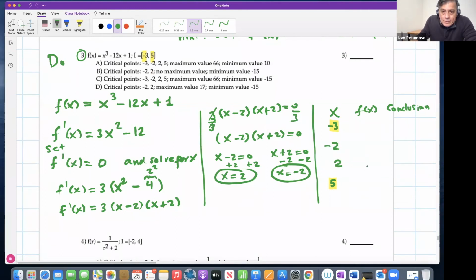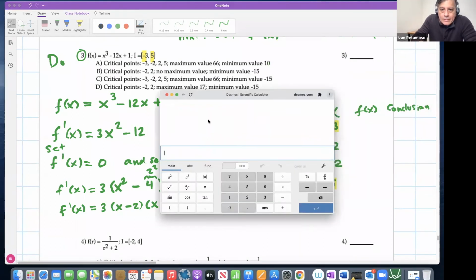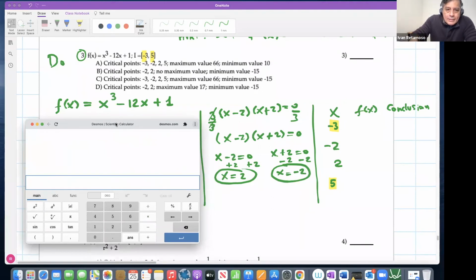And now evaluations. You take the original function, and I'm going to evaluate all these points. So you take your calculator. I'm going to use our Desmos Scientific Calculator. I start with the first evaluation. The function is x cubed, so negative 3 cubed, minus 12 times negative 3, plus 1. The first evaluation gives me 10.